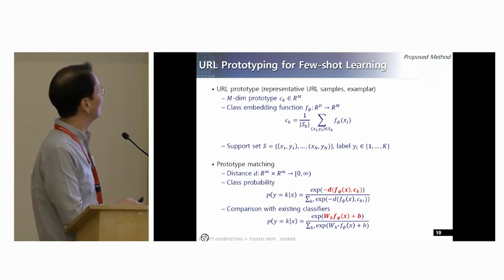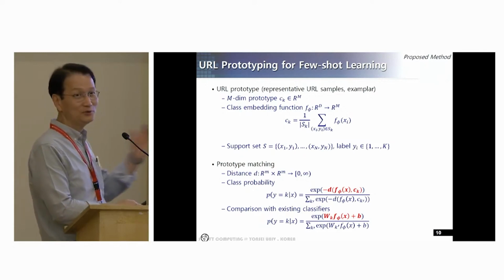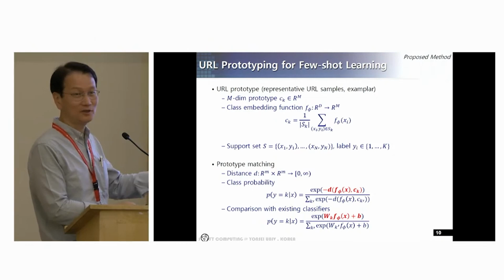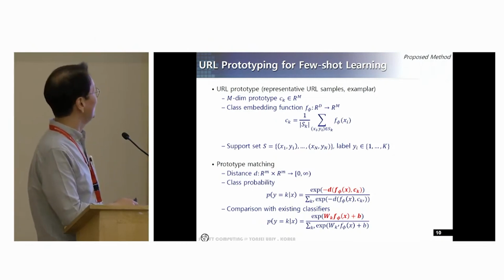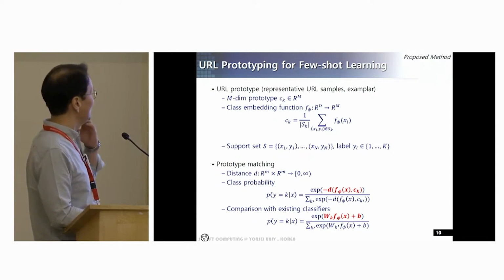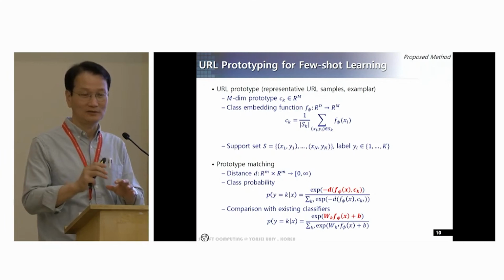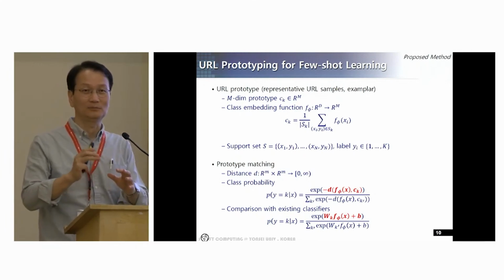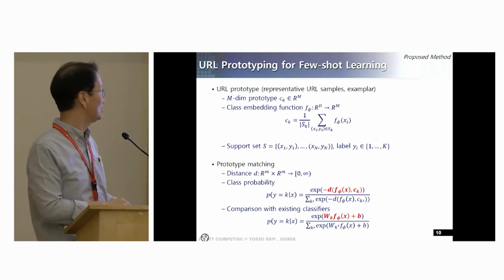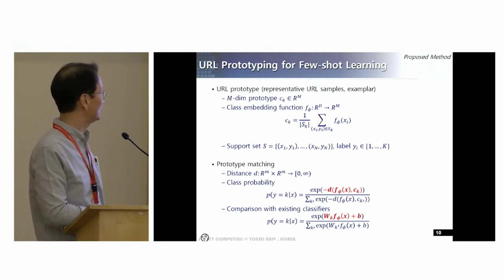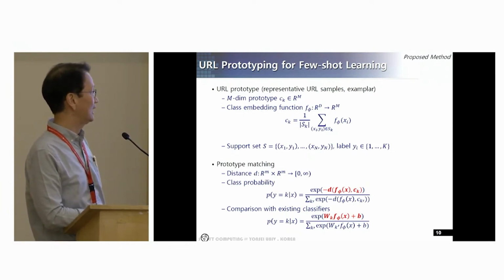This slide shows prototyping for few-shot learning. Few-shot learning means that we only use few samples or few iterations to construct the model. URL prototypes, so-called representative URL samples, can be obtained with a class embedding function like this. Also, prototype matching is needed because we have to figure out the distance between the prototypes. The matching score is calculated with class probability like this.